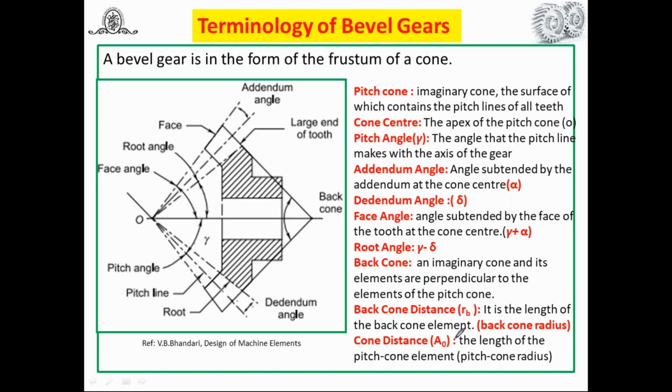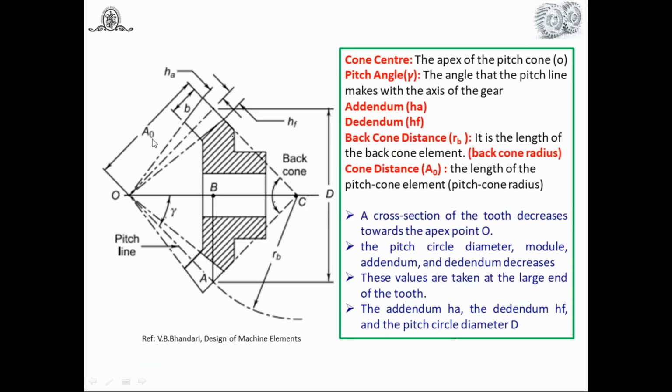Then cone distance. Now here cone distance is the length of the pitch cone element. That means from this we have to measure up to this apex. This is the cone distance, denoted by AO. I will show you another figure where you will get this. Look at this. What is this AO? It is the cone distance, the length of the pitch cone element. That means from the pitch line up to the apex is AO. Try to understand. You have to remember this term.